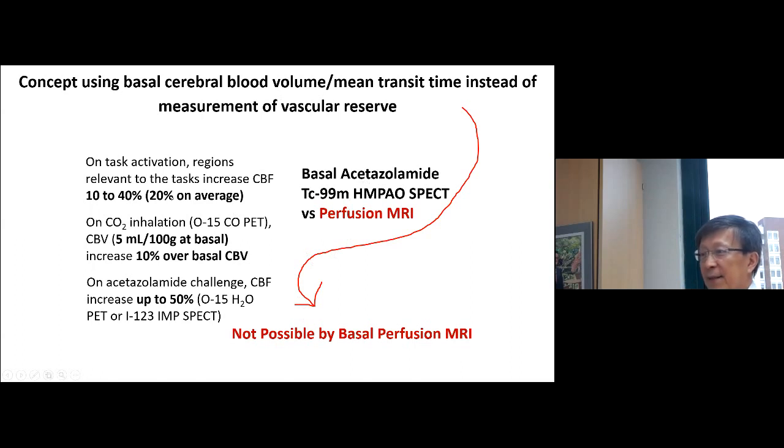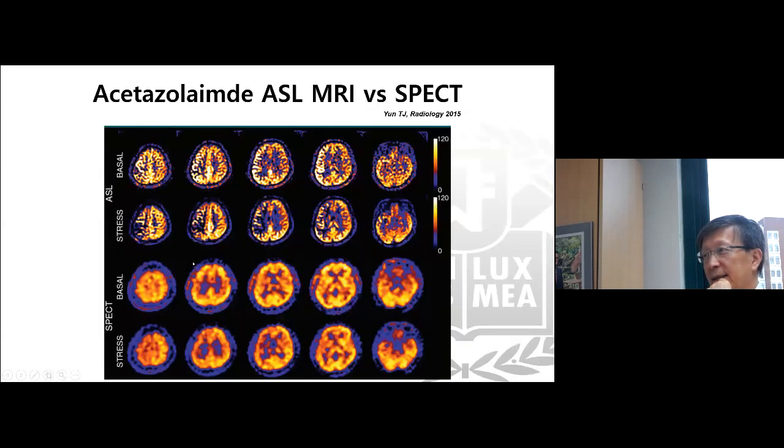And on the left side, we just summarize that. That's kind of a basic fact. And here, almost 10 years ago, I could successfully persuade our radiologists to do the diamox MRI. Here, arterial spin labeling is a technique to do the perfusion study. Dr. Yun reported in radiology that their image almost mimicked basal and stress SPECT here, right? M-shaped. Okay.